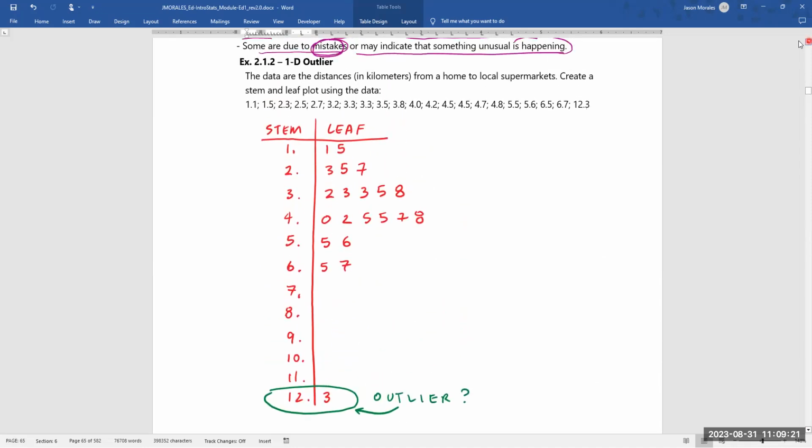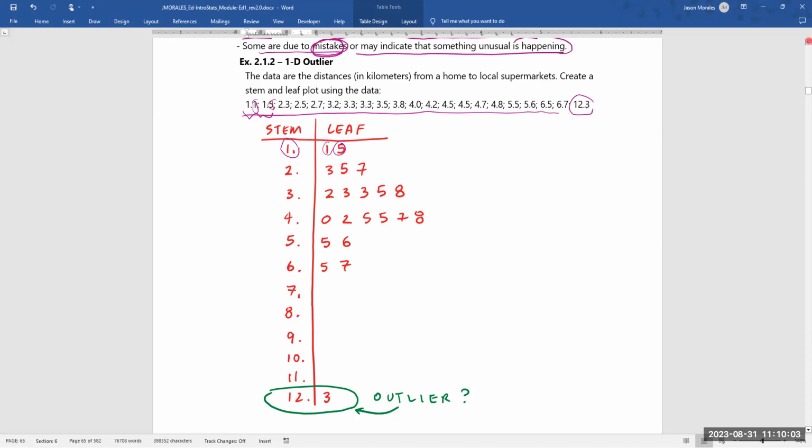All right. So the data below are distances in kilometers from a home to a local supermarket. Create a stem and leaf plot using this data. So, looking at all of these decimal formatted datums, you might be able to notice that the last one is 12.3. This number is comparatively higher than the rest. But if you create a stem and leaf plot, here we've got two datums that are valued at 1 point something. So we've got a stem of 1 point with a leaf of 1 and a leaf of 5, right?